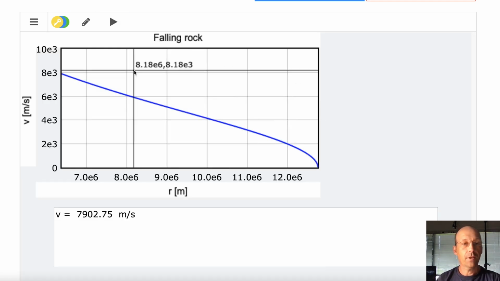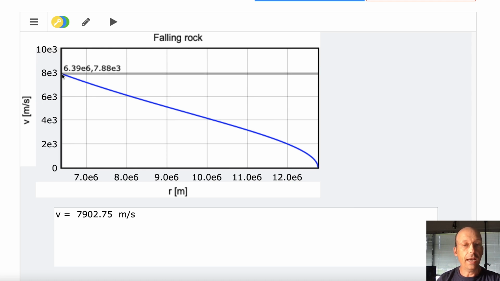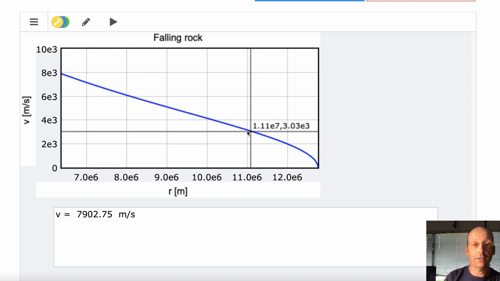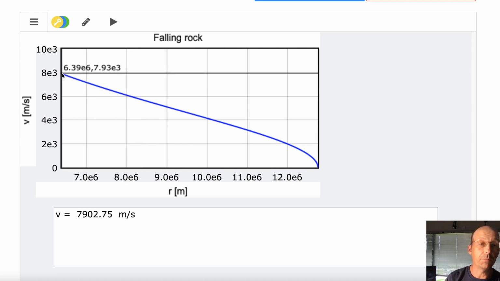And there you go. So it starts out over here, and then it goes down this way. And so here's the final position at the radius of the Earth, and it's moving at 7.88 times 10 to the 3 meters per second.